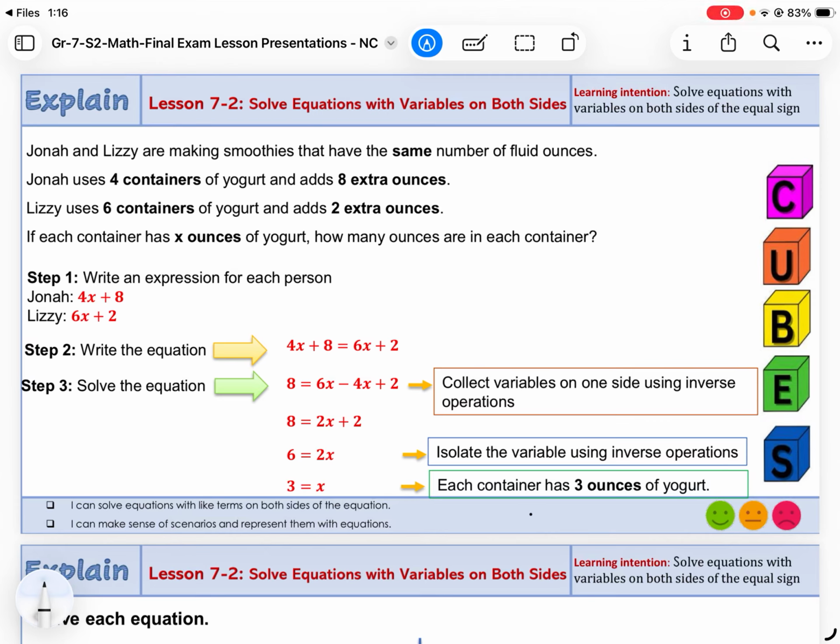Assalamu alaikum everyone. In today's video, I will make a brief revision about our upcoming math final exam. So let's start with our first lesson, which is solving equations with variables on both sides.